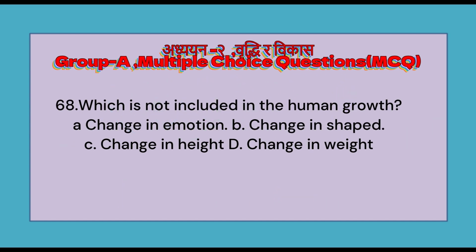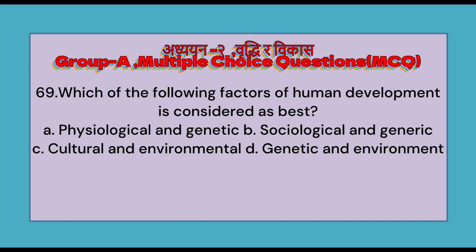68. Which is not included in human growth? A. A change in emotion, B. Change in shape, C. Change in height, D. Change in weight. Correct answer: A. A change in emotion.